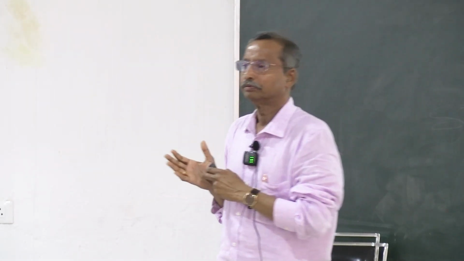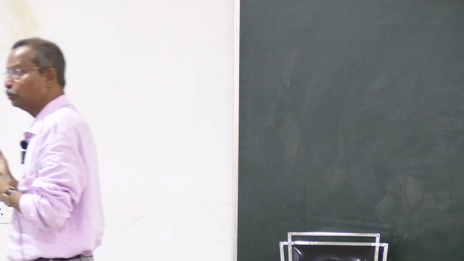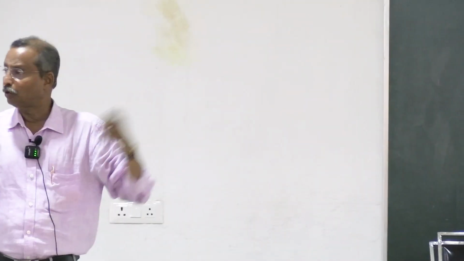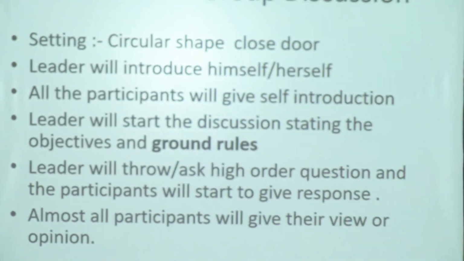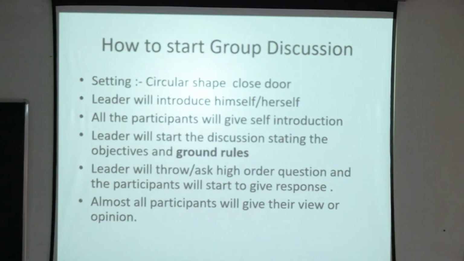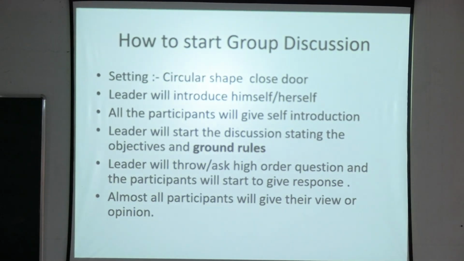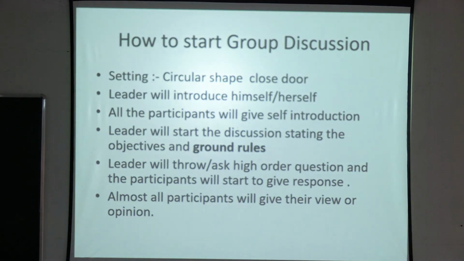Okay. Now, this is again important: how to start a group discussion session. Setting is important. This is not the setting of group discussion. If I want to organize a group discussion session, then it must be a circular shape, or rather I should say semi-circular shape. Closed door, that is okay. One leader will be there, the discussion leader. The leader will introduce himself or herself first, then all the participants will introduce themselves. But the leader may not be known to them.